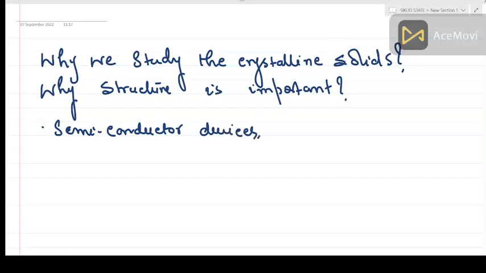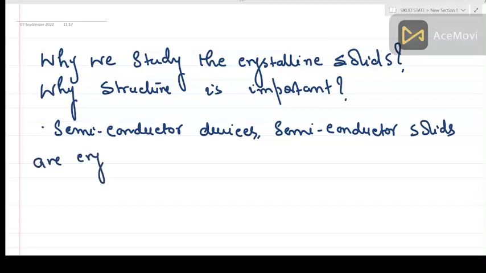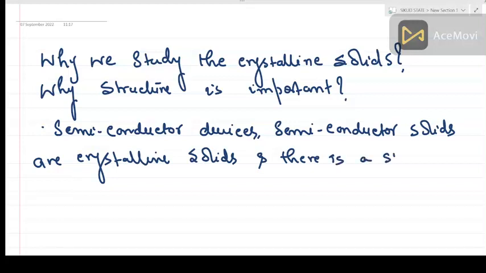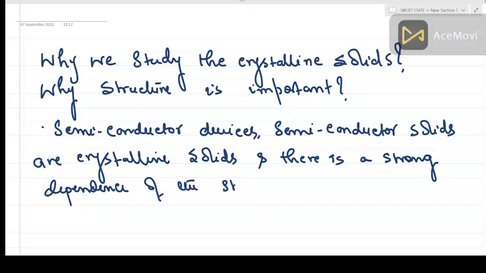These semiconductors are generally found in the crystalline solid form, and the electrical properties are strongly dependent on the structure. Semiconductor solids are crystalline in nature, like silicon and germanium we are considering, and there is a strong dependence of the structure on the electronic properties.